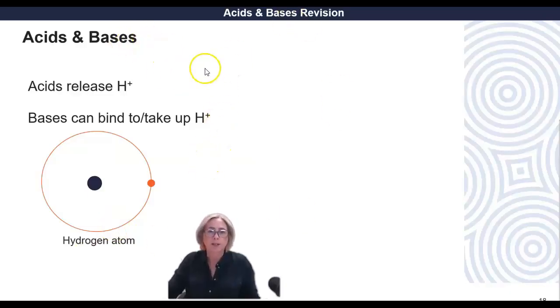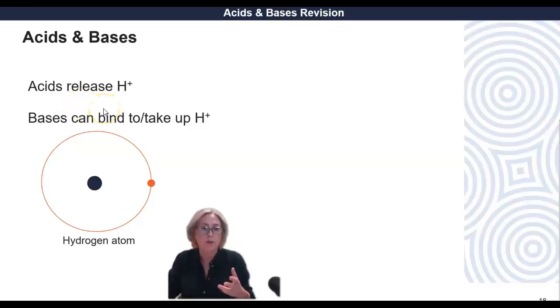in terms of acids and bases and the pH scale. So remember, acids are compounds that when placed in an aqueous solution such as water will dissociate to release hydrogen ions. And bases are also compounds that when placed into aqueous solution will dissociate to release the hydroxyl anion. In terms of our subject here, we're going to talk about bases in terms of being able to bind or take up free hydrogen ions.